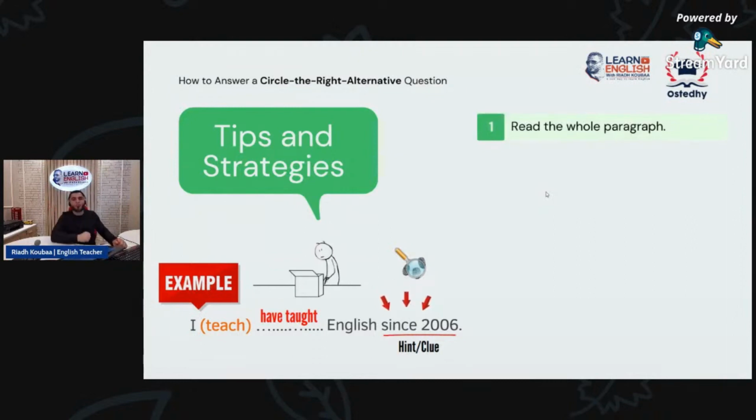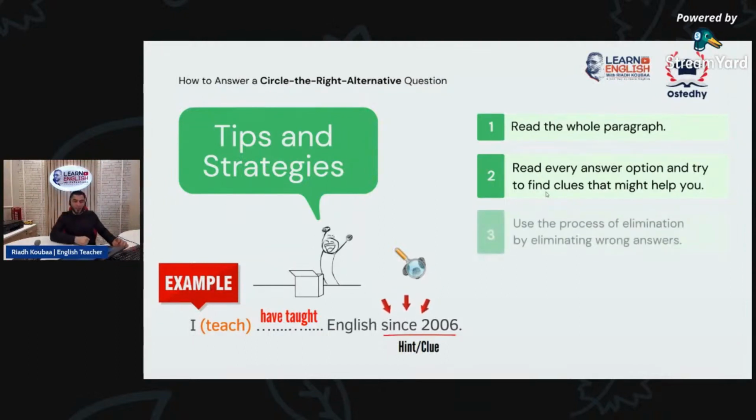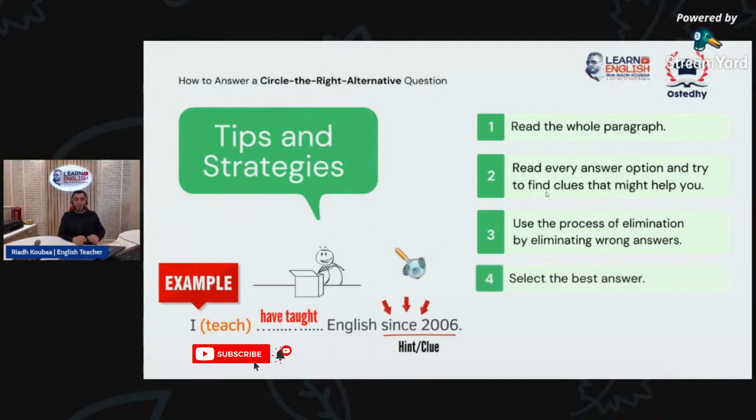First, as usual, we need to read the whole paragraph carefully. That's very essential. Then read every answer option and try to find words or clues that might help you find the answer. Then we will use the process of elimination by eliminating wrong answers. So sometimes we find answers that are not correct or not appropriate. So we will use the process of elimination by asking ourselves, can this be correct or can this be wrong? And at the end, of course, you have to select the best answer.